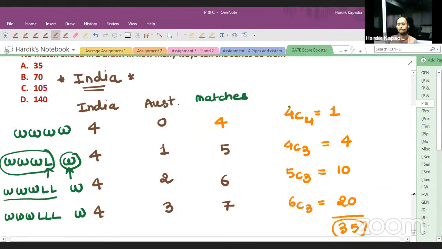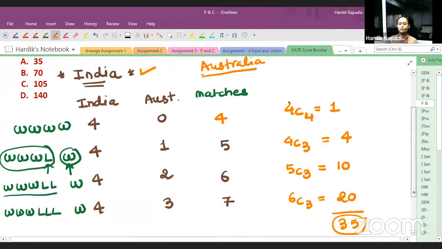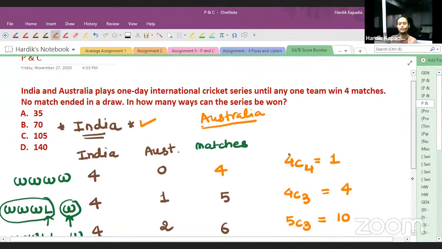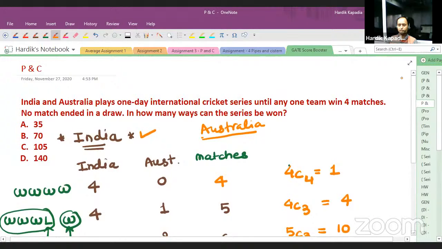But we have calculated this for India only, when India wins. Now we need to calculate it for Australia as well. For Australia the same will be repeated. So 35 into 2, and your answer is 70. Right, Pramanik? The answer is 70. Perfect. I hope everyone got this.